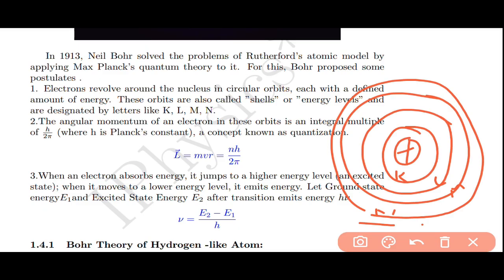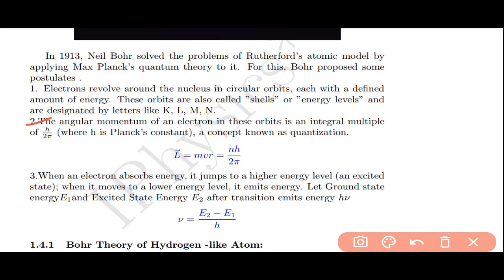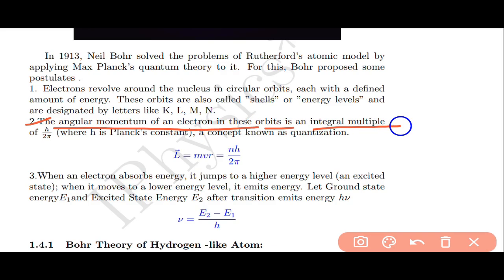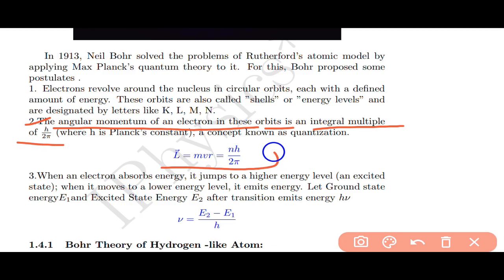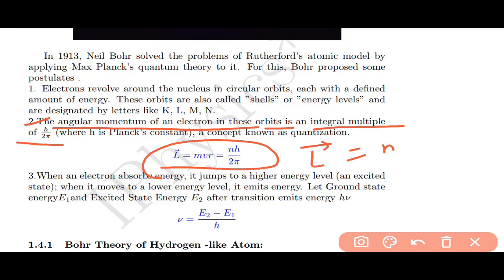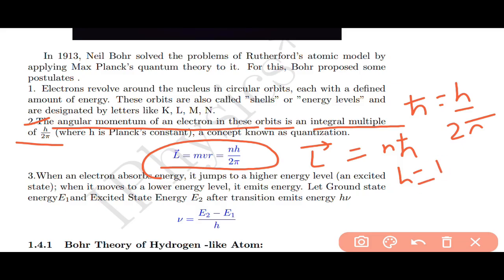Second postulate है: angular momentum of electron in these orbits is an integral multiple of h upon 2 pi. This means L equal to mvr equal to nh upon 2 pi. L equal to n h cut, where h cut equal to h upon 2 pi, and h is called Planck constant.